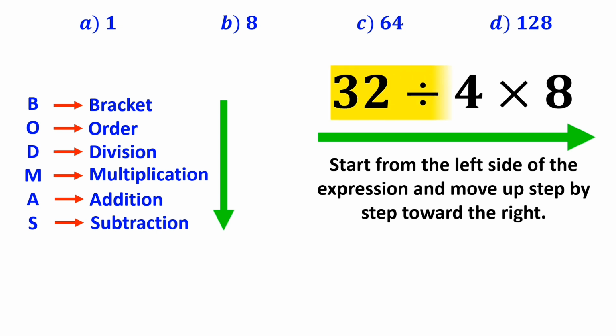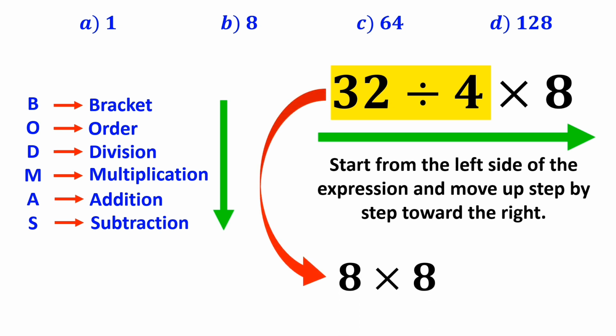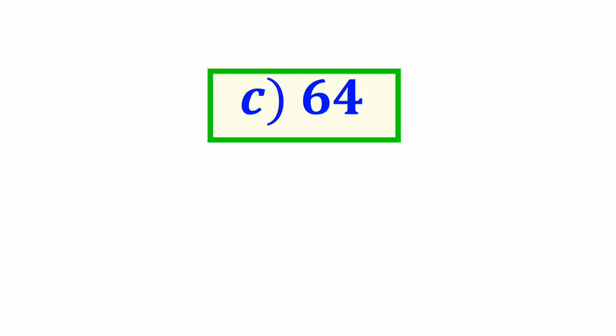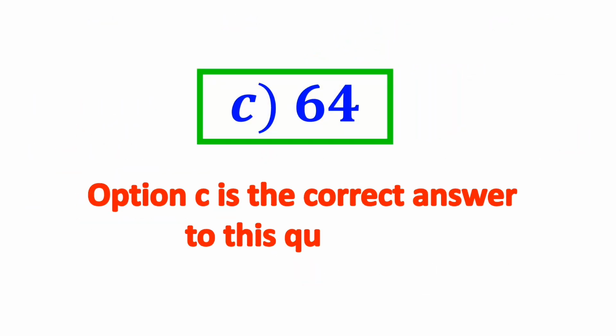So, first we perform division between 32 and 4, which simplifies the expression to 8 multiplied by 8. Finally, the value of this expression will be 64. Therefore, option C is the correct answer to this question.